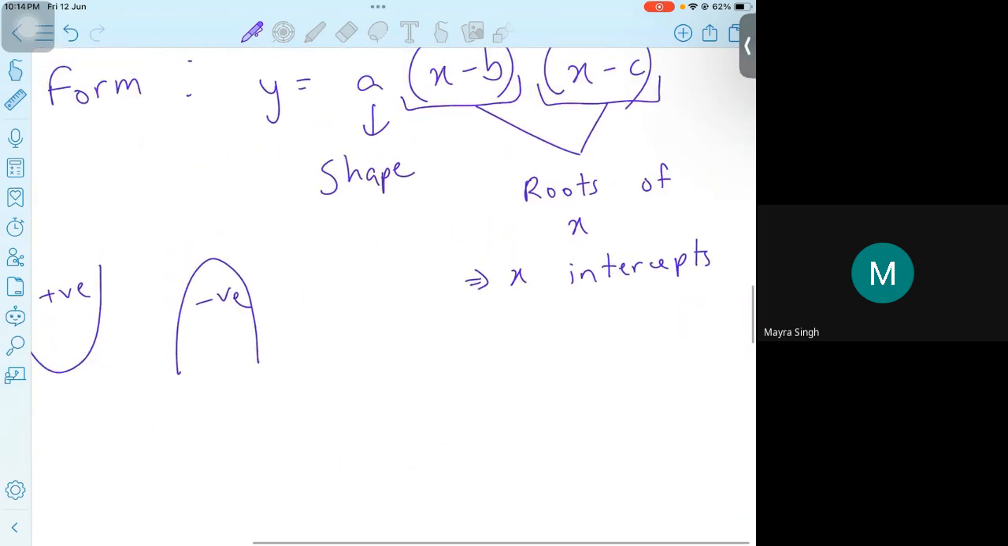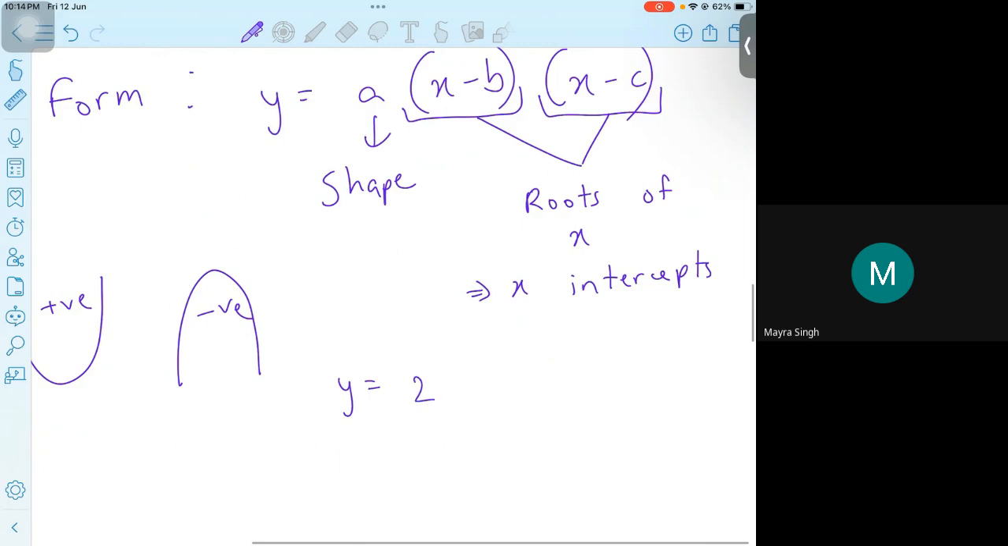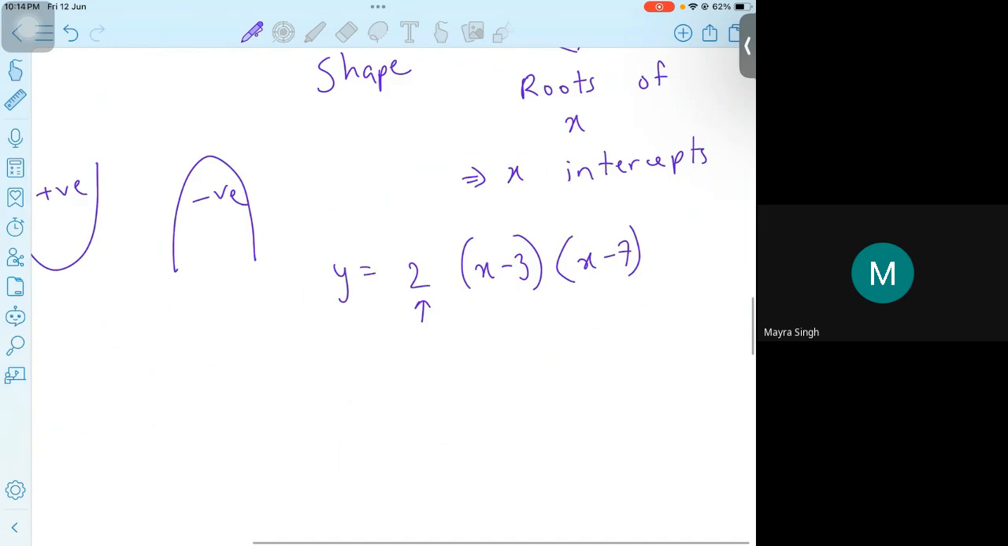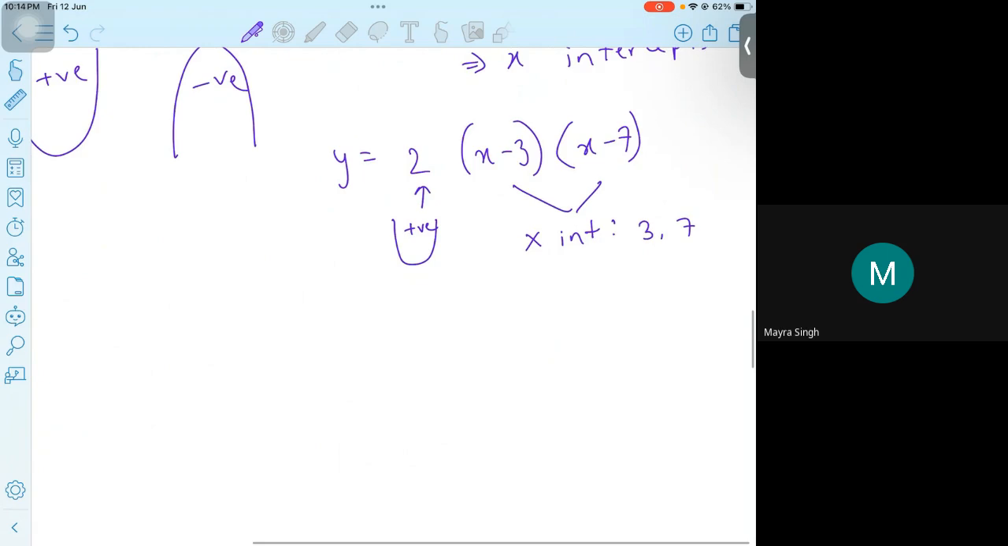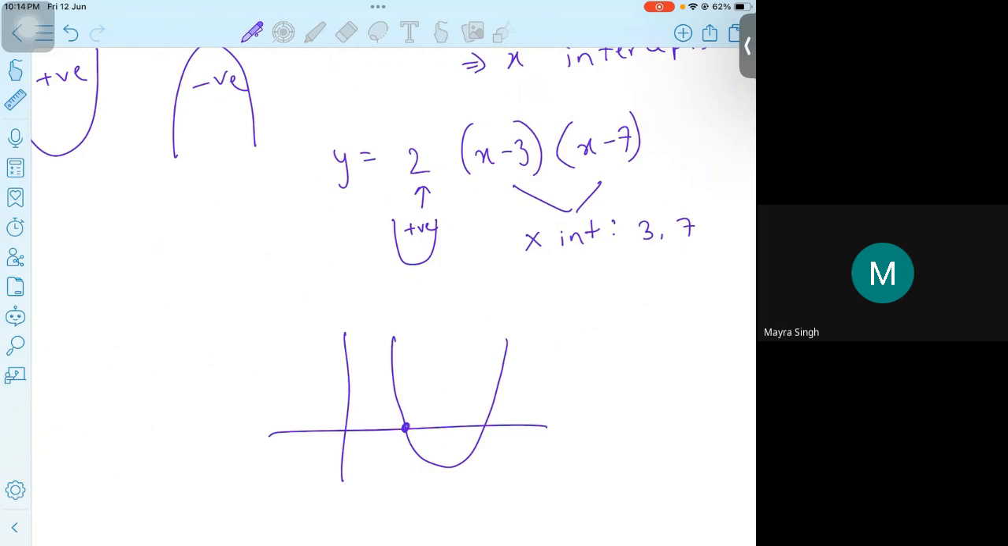So for example, I have something like y is equal to 2(x minus 3)(x minus 7). This says that it's a positive curve, a smiley face curve, and these parts tell me that my x-intercepts are at 3 and 7. So my curve is going to look something like, hypothetically, this, where this part is 3 and this part is 7.